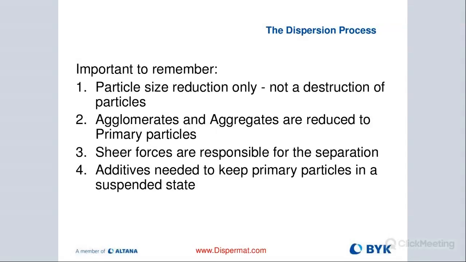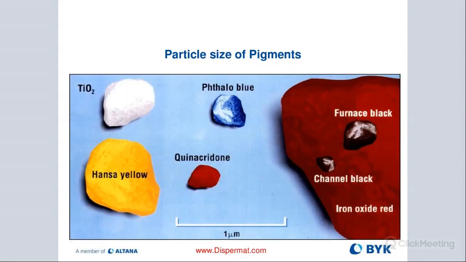So it's therefore very important to remember that we're only trying to reduce our particle size and not destroy our particles. That is not the goal of dispersing and milling. Our agglomerates and the smaller clusters, we call them aggregates, are really reduced to primary particle size, and only the shear forces are responsible for that separation, nothing else. And then at the end, we want to select the right additives to keep the primary particles in a suspended state and have a good looking product.